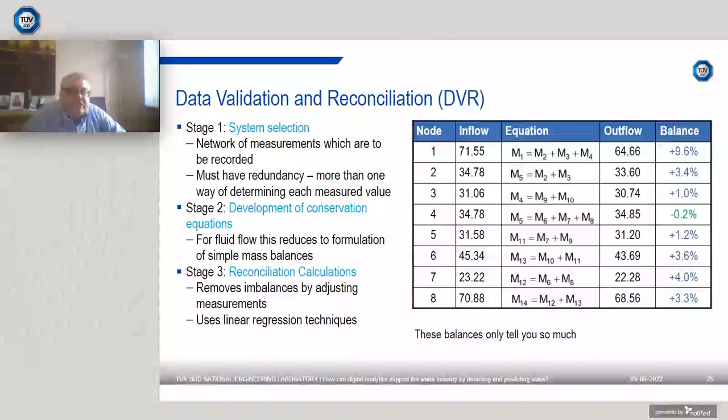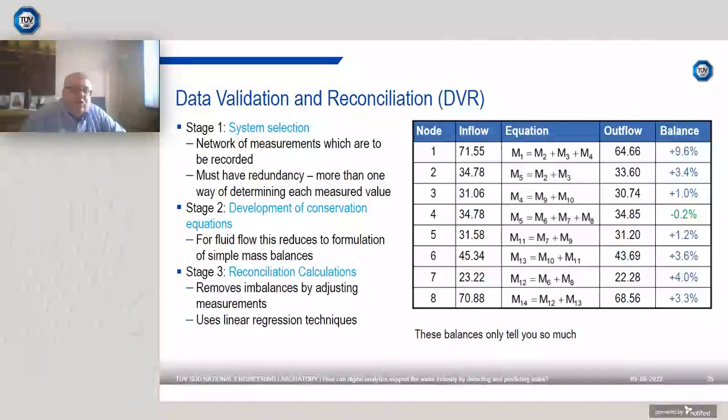The next stage is to describe how each measurement depends on others in the system. This involves the application of energy conservation equations to the full set of measurements. For flowing pipe networks, this is particularly simple, and the process reduces the formulation to a set of mass balances around the nodes that are shown in the previous slide. And this is what you can see in the table shown here.